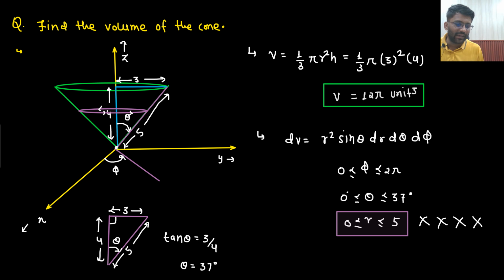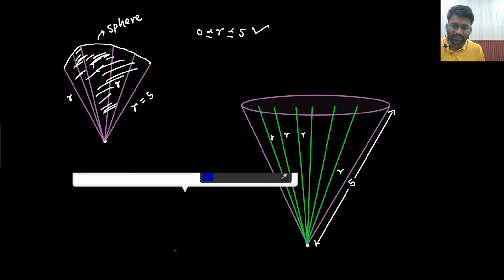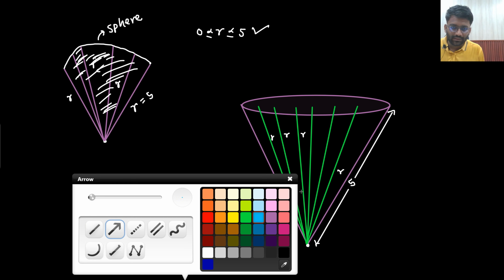So let's take a random r here. And let's just say this is your z axis.